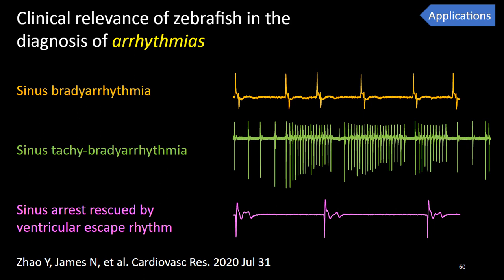The adult zebrafish heart can be induced to recapitulate all sorts of human arrhythmias, such as sinus bradyarrhythmia, sinus tachybradyarrhythmia, or even sinus arrest, rescued by ventricular escape rhythm, which in these examples were all induced by oxidative stress.